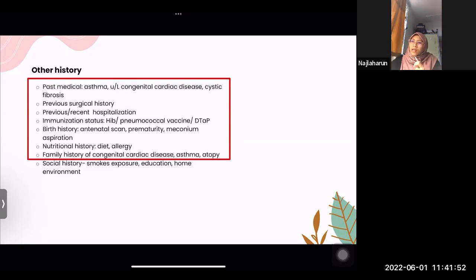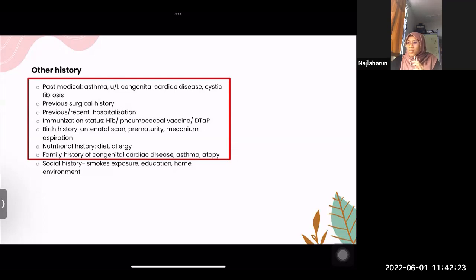Next, immunization status. You need to ask up to the child's age, not only HIB, pneumococcal vaccine, and DTaP. Then ask about the birth history, the antenatal scan, whether there was any abnormality during the antenatal scan, whether the patient was delivered prematurely, or whether there was a complication during delivery like meconium aspiration that can lead to lung infection.